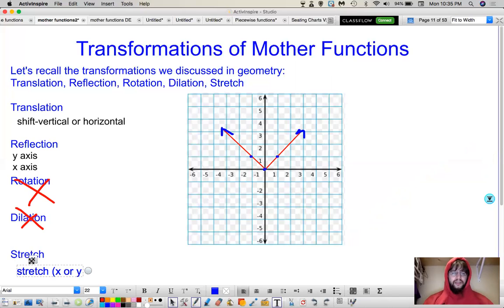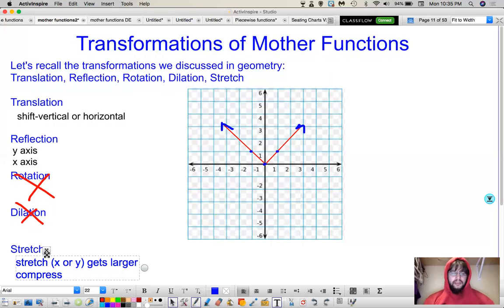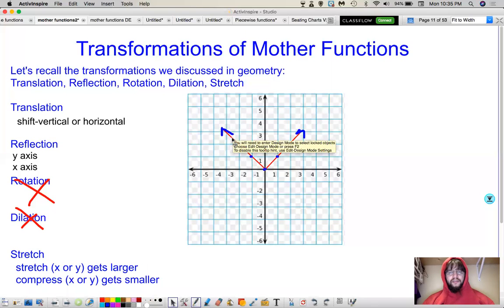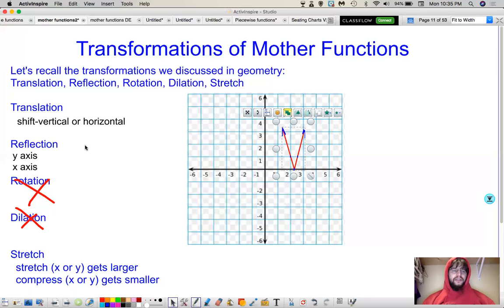Stretch X or Y. So you can stretch it horizontally, you can stretch it vertically, and it gets larger, respectively on the X or Y axis. Compression, or compress, is what we call it when it gets smaller. So if I were to take this mother function right here and just grab this and squish it, that would be a horizontal compression. Okay, that's it. So shifts, reflections and stretches, that's all we got. That's how we're going to transform these mother functions.